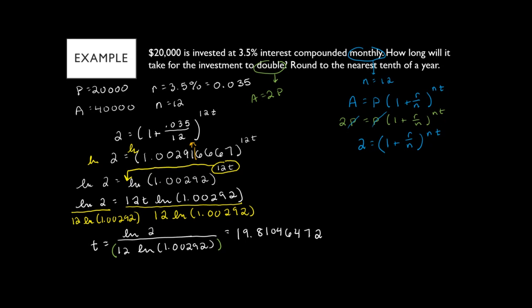This problem says to round to the nearest tenth of a year. Tenth is 1 decimal place, so that's going to be after the 8. The number after the 8 is a 1, which is below 5, so we don't need to round up. So our answer is going to be 19.8. It will take 19.8 years for the investment to double. Again, you want to include your units.